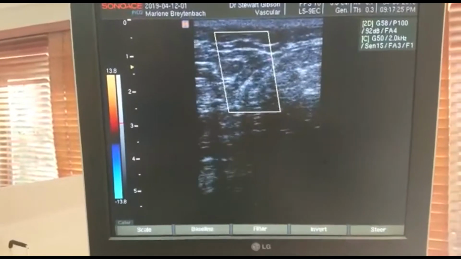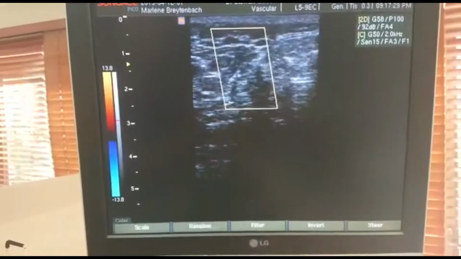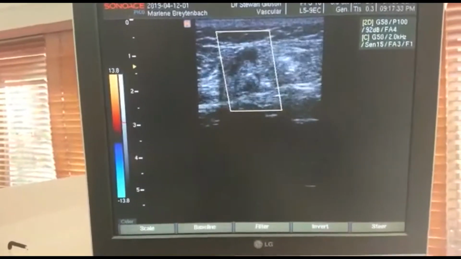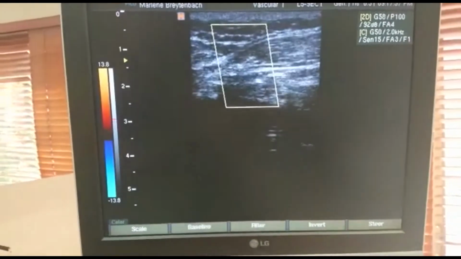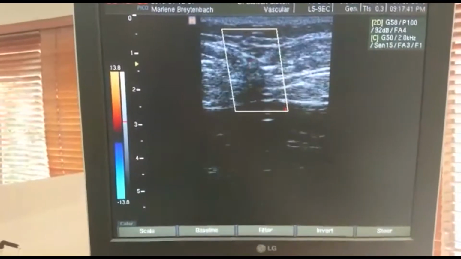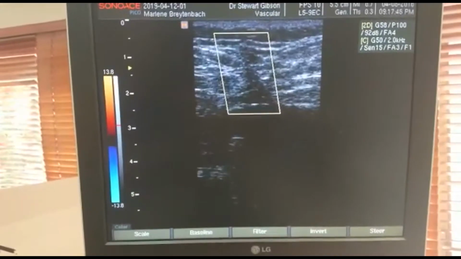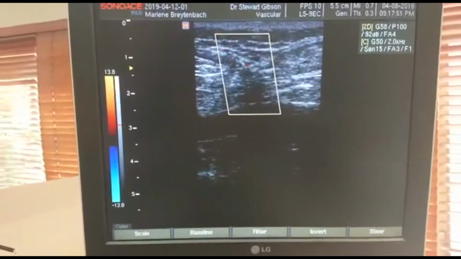If I compress the vessel, you'll see there's no longer any flow in the venous return to the sapheno-femoral junction in the groin. What you do also see is evidence of foam having tracked distally, which is what we wanted.